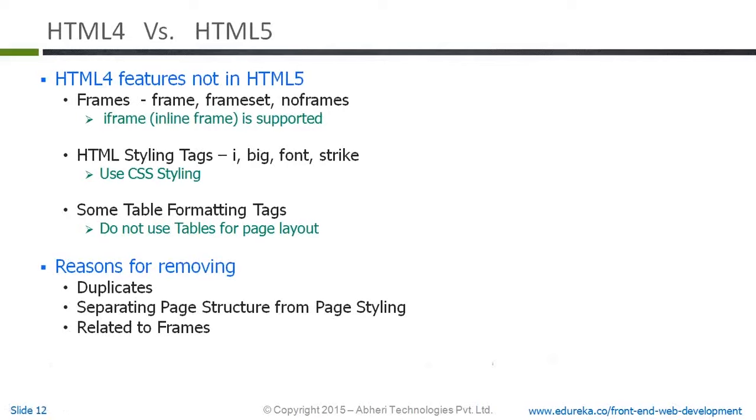And there are some styling-related tags in HTML4 like i for italics, big, font, and strike. All these were present in HTML4, but you should not use them anymore in HTML5 because they're deleted. To achieve the same purpose, use CSS styling, because everything these tags do, you can do using CSS styling on the element.